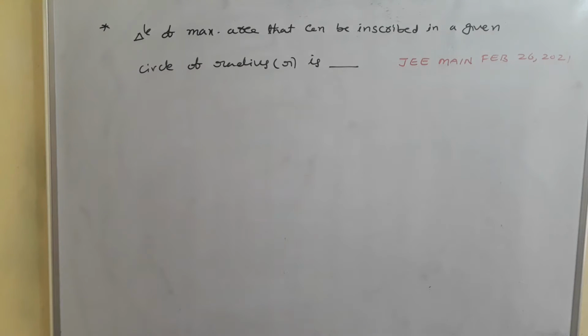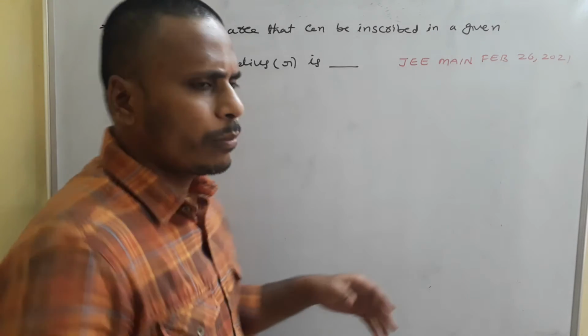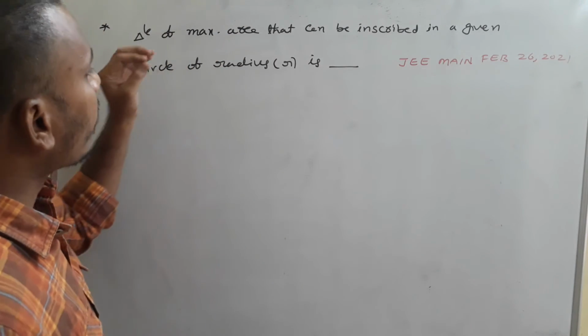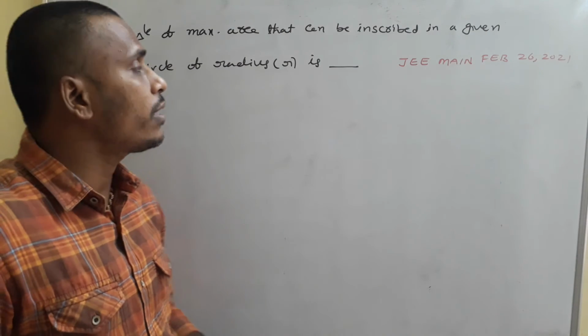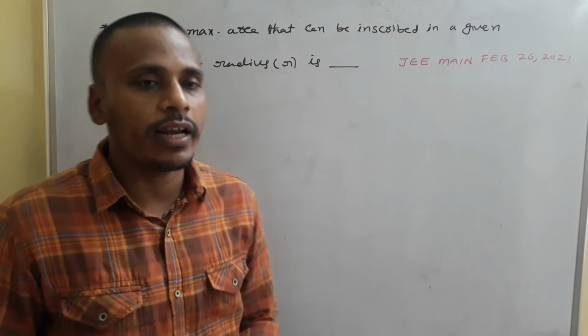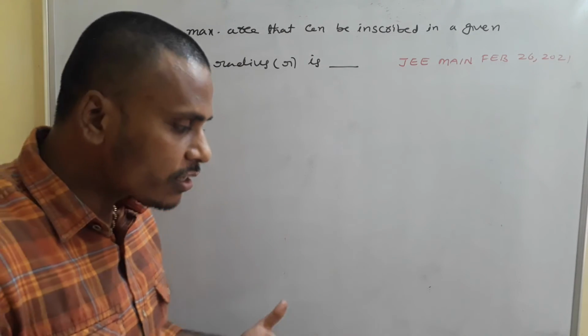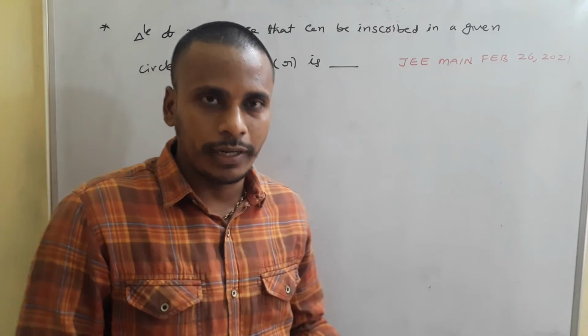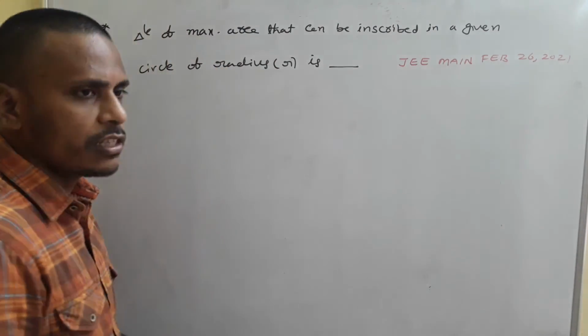Next question from mains February 2021, February 26th question. Okay, see, we have only 2 questions in February session papers related to maxima and minima. See, the triangle of maximum area that can be inscribed in a given circle of radius r. Already we did this type of problems in our regular class. Now no need to do it completely. Okay, you just analyze the situation.